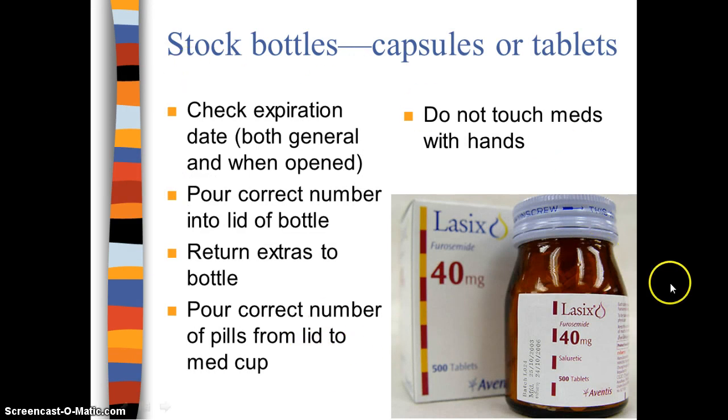Stock bottles may be used also. In this case, you have a bottle of Lasix in the lower right. It's 40 milligrams, and there are 500 tablets in there. It has the expiration date on it. You need to check the expiration dates on any package, especially on something that has been opened.